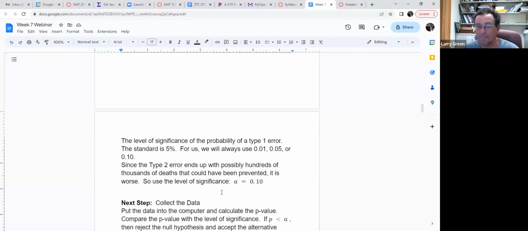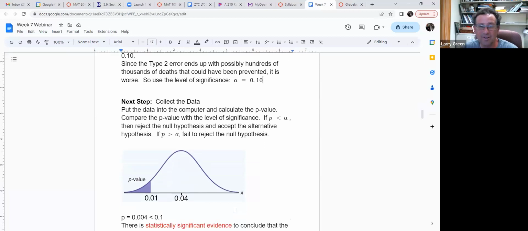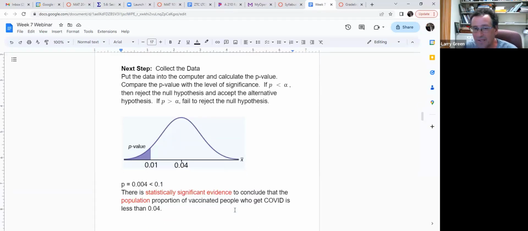So after you collect the data, you put it into the computer, and you're going to calculate what's called the p-value. Let me show you what's up. This is a picture. We're saying the null hypothesis is that p is equal to 0.04. 4% of all people get COVID in that trial amount of time that they're watching.